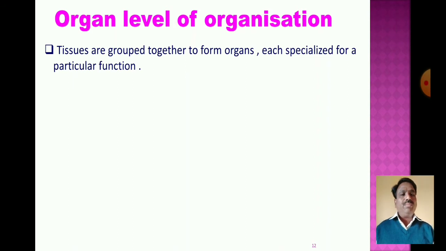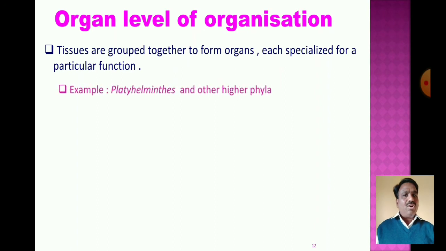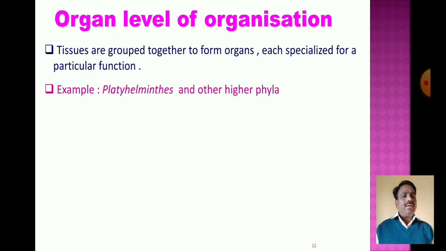These tissues are grouped together to form organs, each specialized for a particular function, which it performs. This is known as the organ level of organization. The examples are Platyhelminthes and other higher phyla, which come under the organ level of organization.